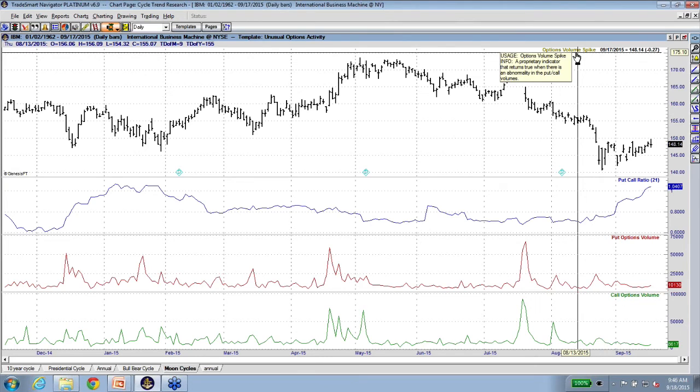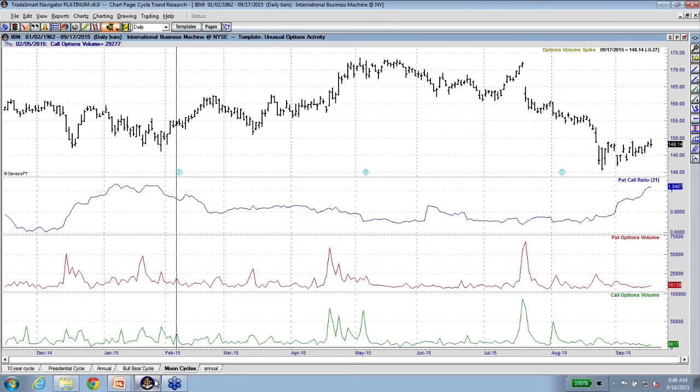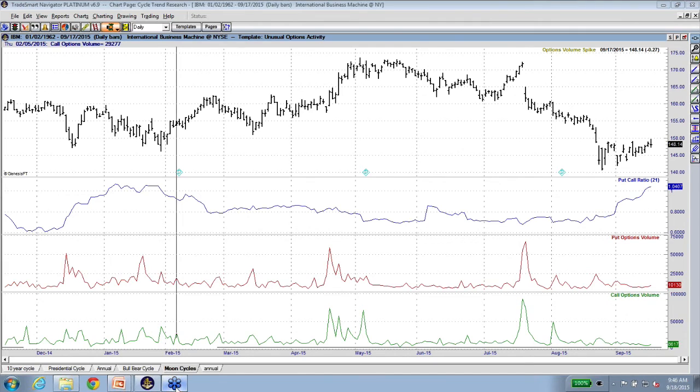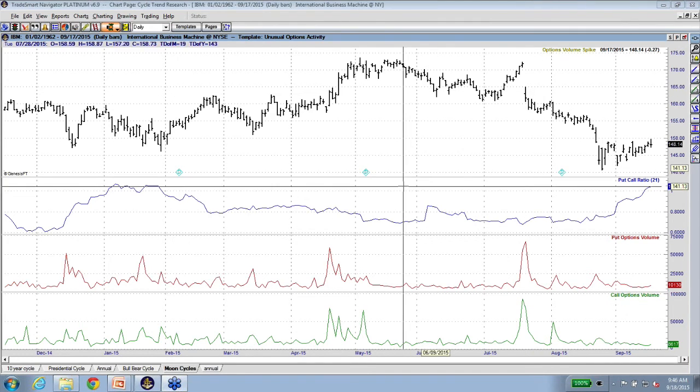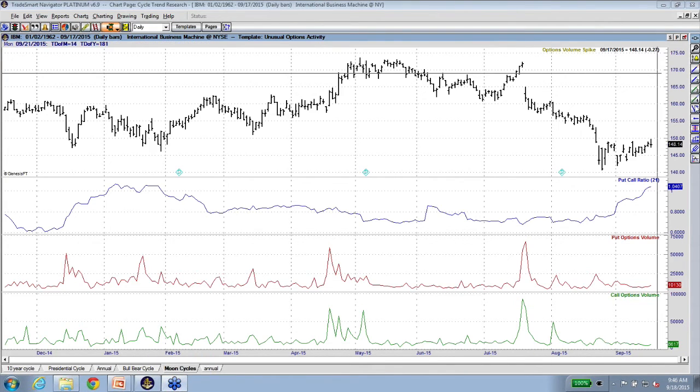Sex appeal, man. Didn't Jeremy bring that up earlier about sex appeal? Yeah, there's not a lot of sex appeal in the software. Well, our programmers care about actually making tools that work, that help you, and care less about sex appeal. So that's why they call it options volume spike, but in reality they should have called it unusual options activity or something like that. In my opinion, they should have called it something cooler, but whatever.